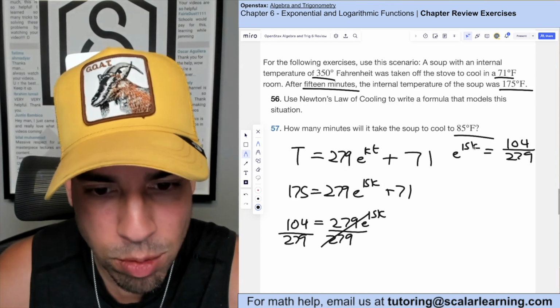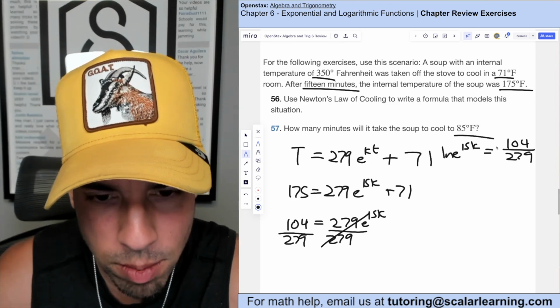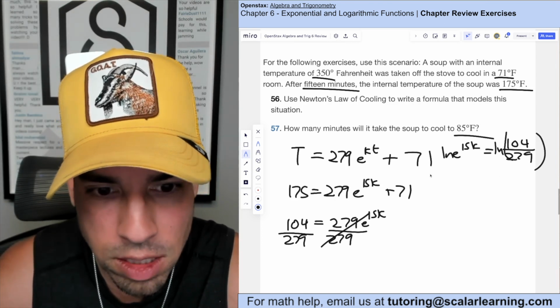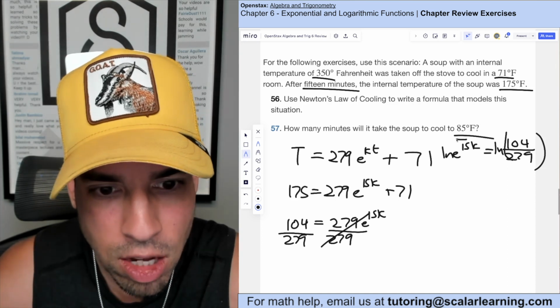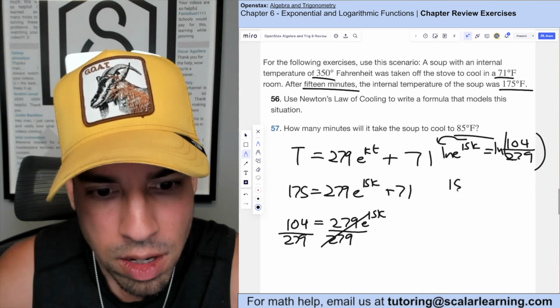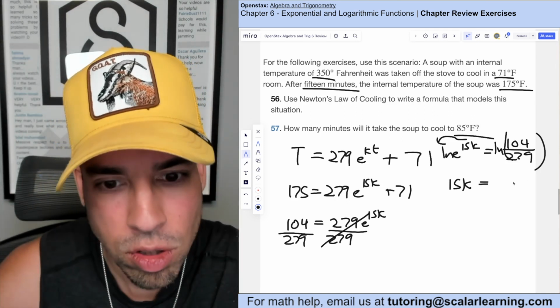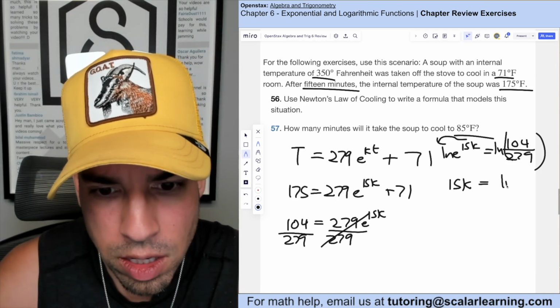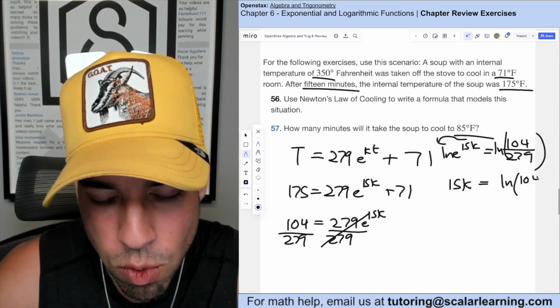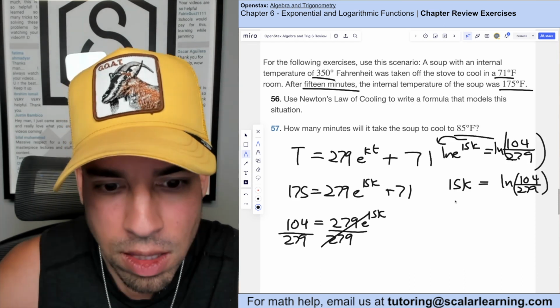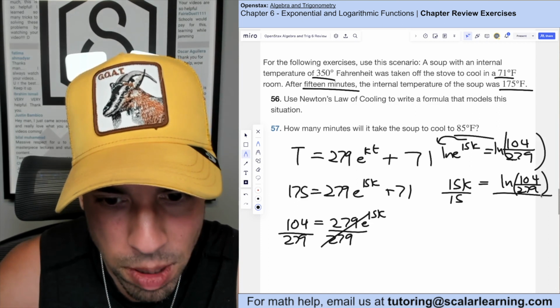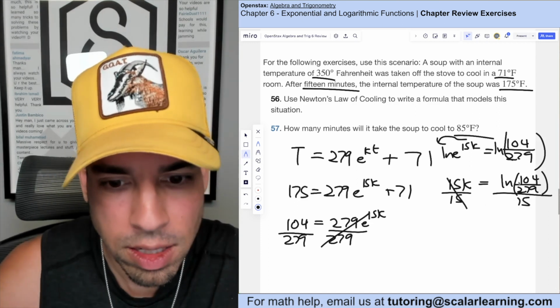Then I need to bring this exponent down. So I'm going to take a logarithm, and I'm going to choose natural log of both sides because we got e here. That allows me to bring this exponent down as a coefficient, and then times ln of e. Ln of e is 1. That's nice. So then we simply get 15k equals ln of 104 over 279. And then the last step is we're going to divide both sides by 15, like so. And this is my k value.